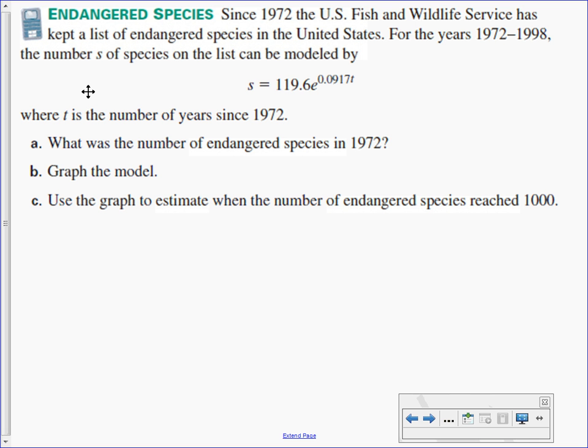So, your initial amount of endangered species, the principal amount here, was 119.6, e to the 0.09117. So what was the number of endangered species in 1972? 119. Your time would be 0. Anything with the 0 power is 1.